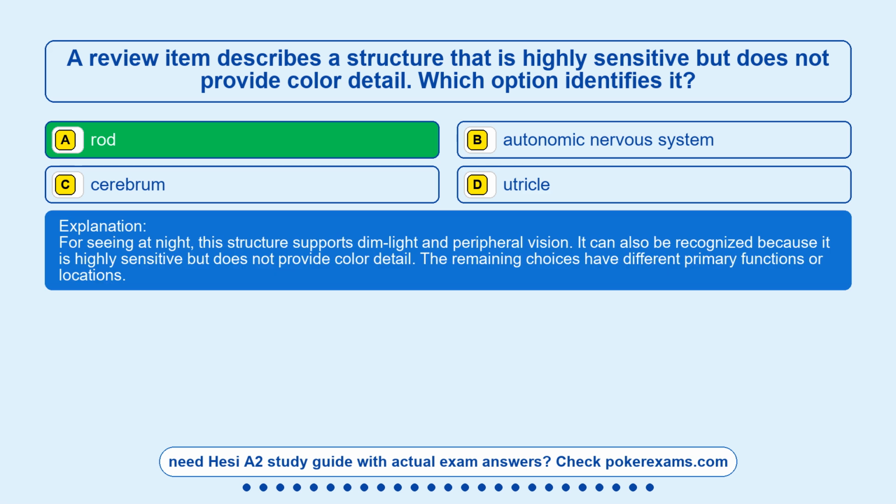For seeing at night, this structure supports dim-light and peripheral vision. It can also be recognized because it is highly sensitive but does not provide color detail. The remaining choices have different primary functions or locations.